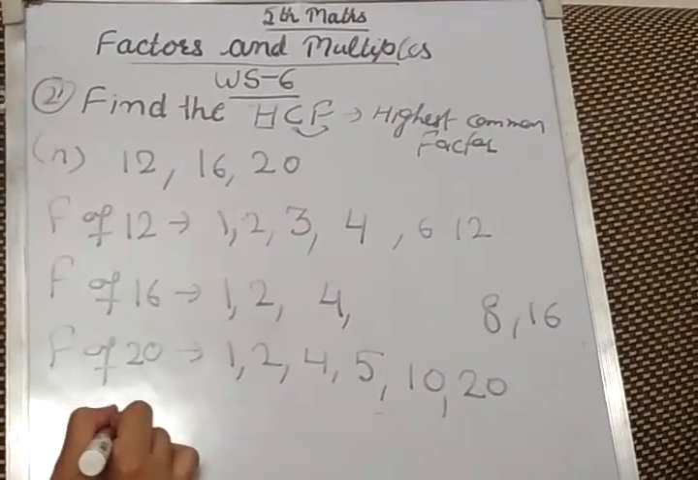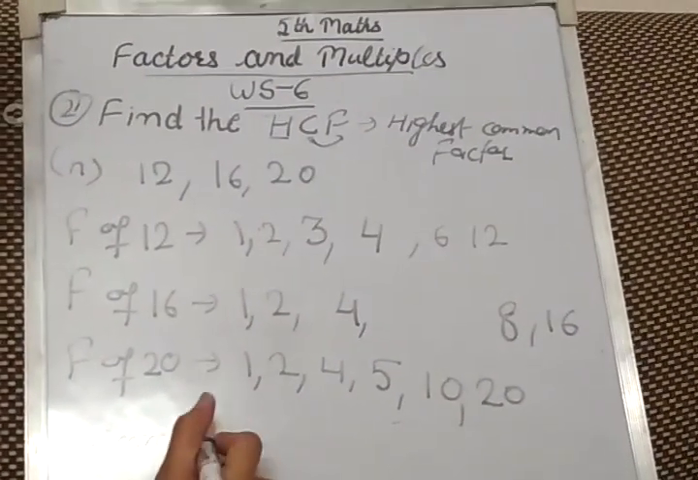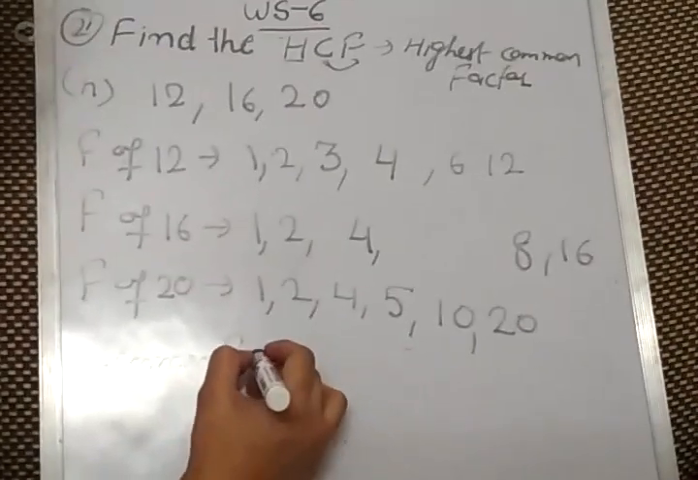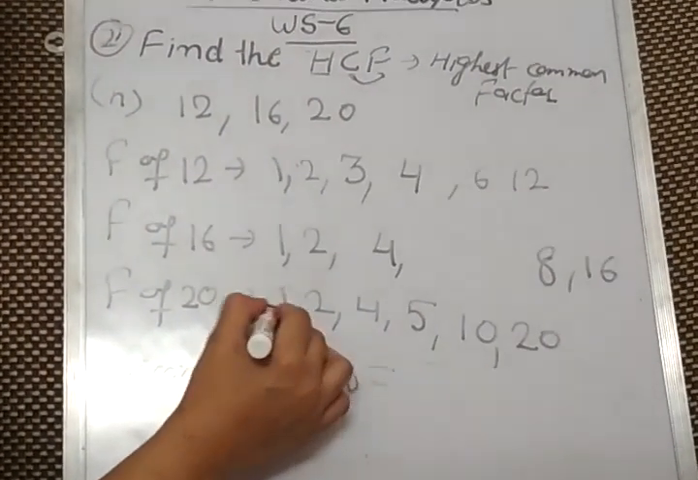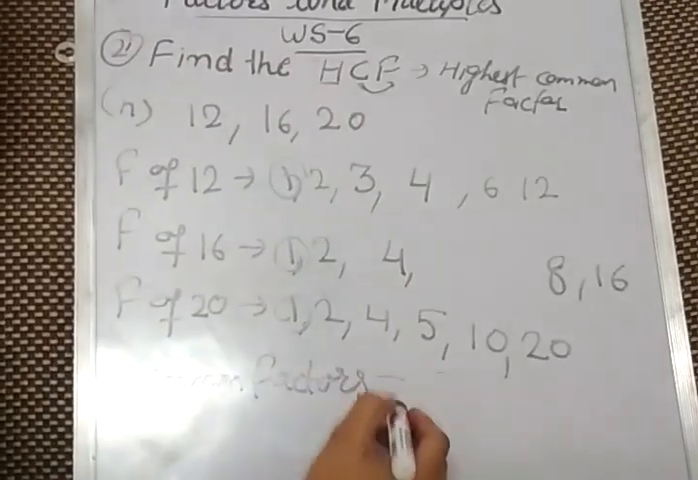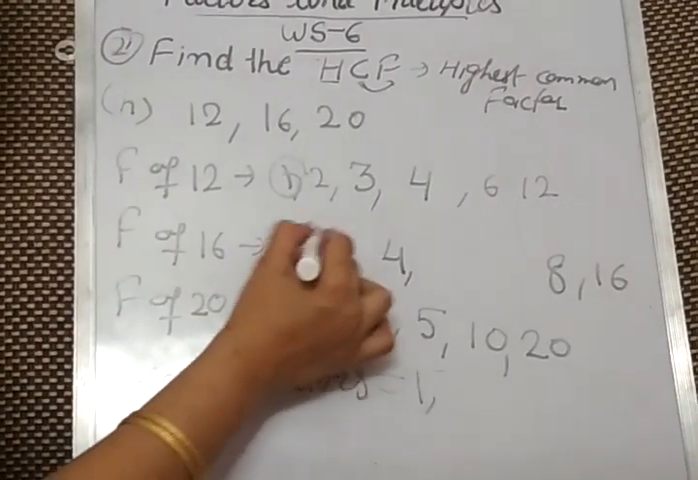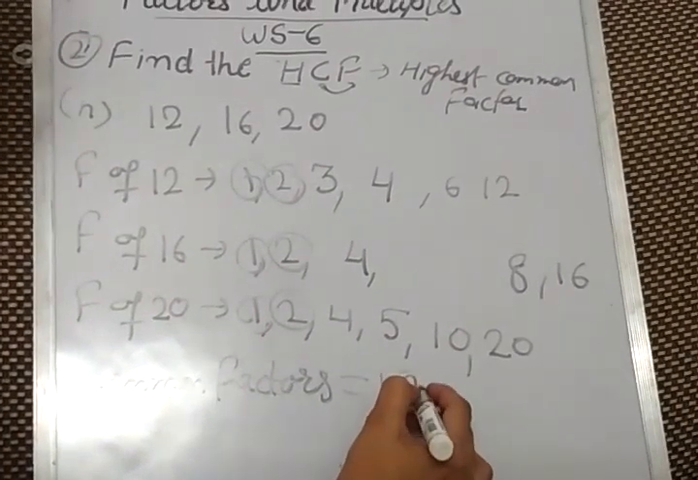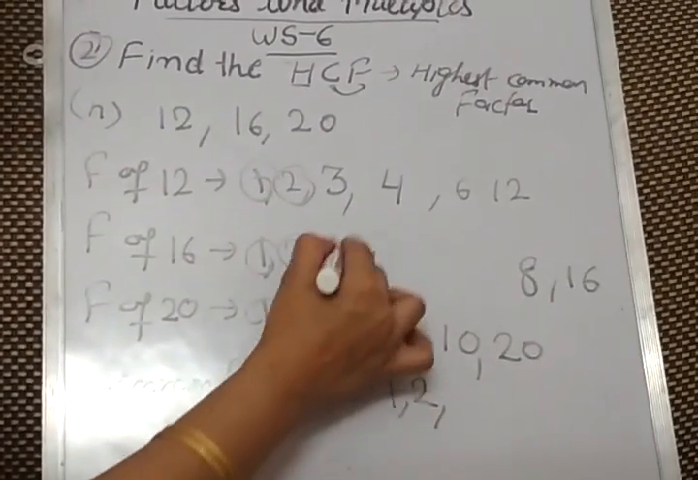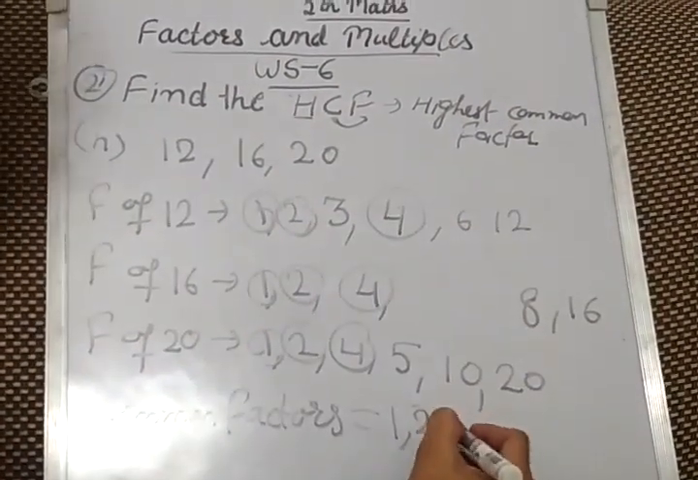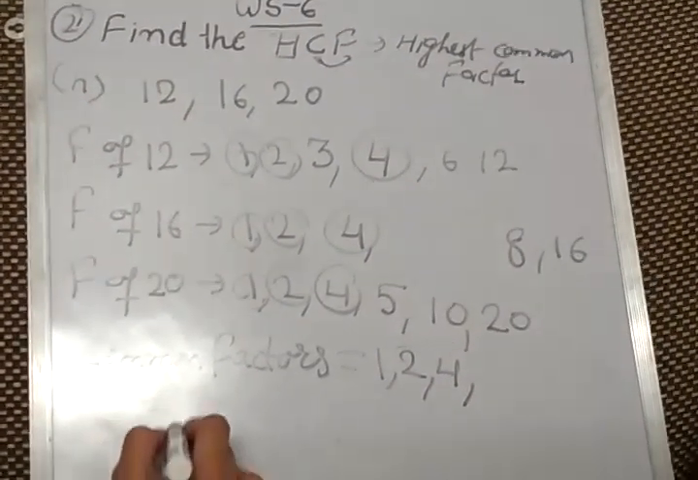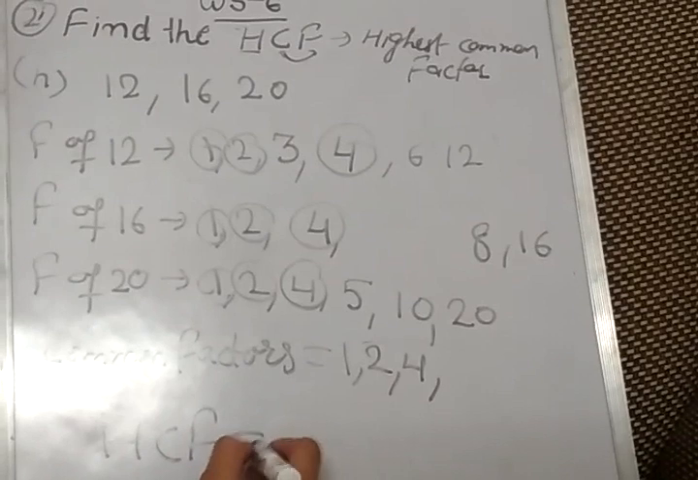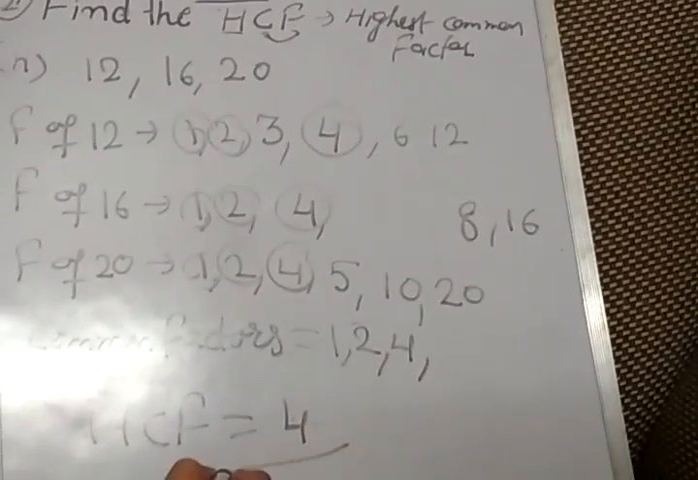Now common factors. 1 is common for all and 2 is common. After that 4 is again common. After that no one is common. Now what is the HCF? What is the highest, the biggest number? That is 4. Okay. Now let's see one more.